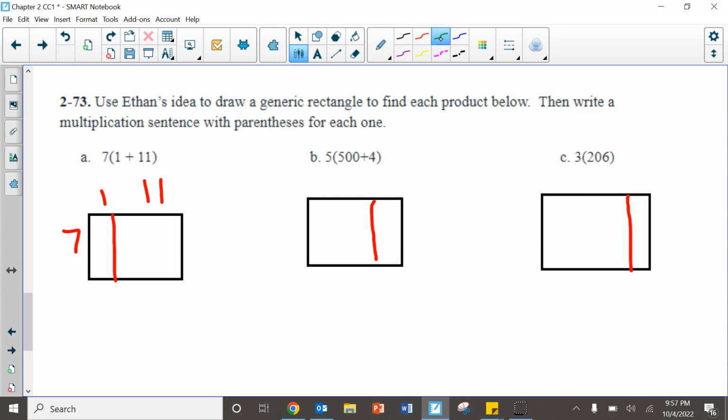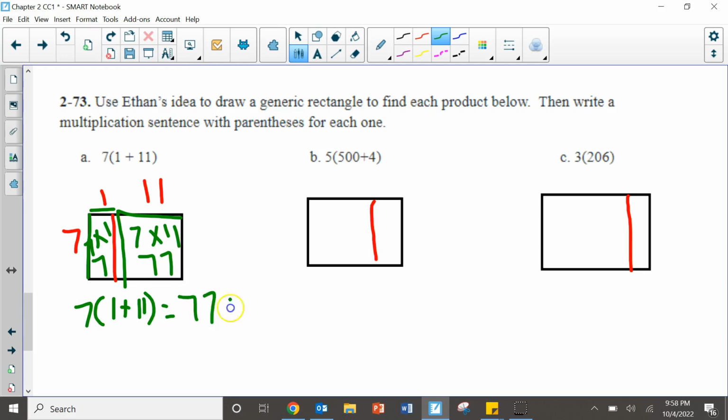So we're going to find the area of each of these boxes. This is a 7 by 1. So that's 7. This is a 7 by 11. That's 77. So 7 times 1 plus 11 is equal to 77 plus 7, which is 84.